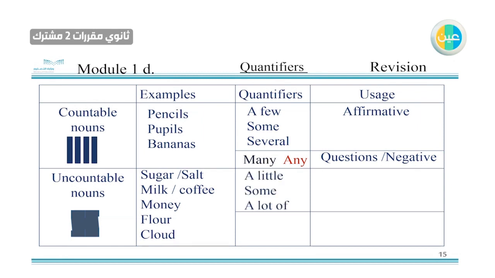You have little sugar, some sugar, a lot of sugar, and notice that we have some in both countable and uncountable. So it's very flexible, you can use that. But when it comes to little, it's used with uncountable nouns for sentences. And if you want to make, as I said, negative or questions, you can use much. You don't have much, I don't have much, for example, money, or I don't have much sugar, and so on. If it's a question, do you have any flour? Do you have any coffee? So any is used for both.